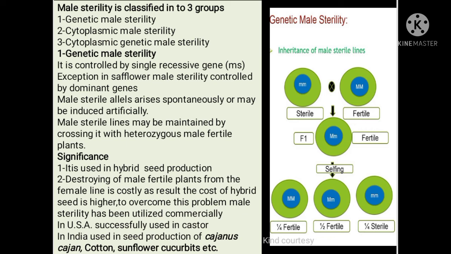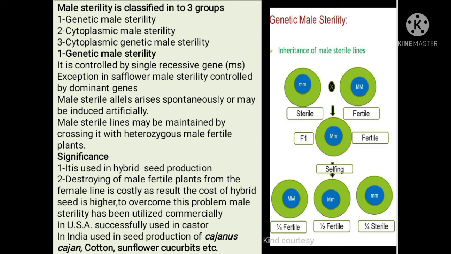The exception is in safflower, where male sterility is controlled by dominant genes. The male sterile alleles arise spontaneously or may be induced artificially. The male sterile lines may be maintained by crossing them with heterozygous male fertile plants. The significance of genetic male sterility is that it is used in hybrid seed production.